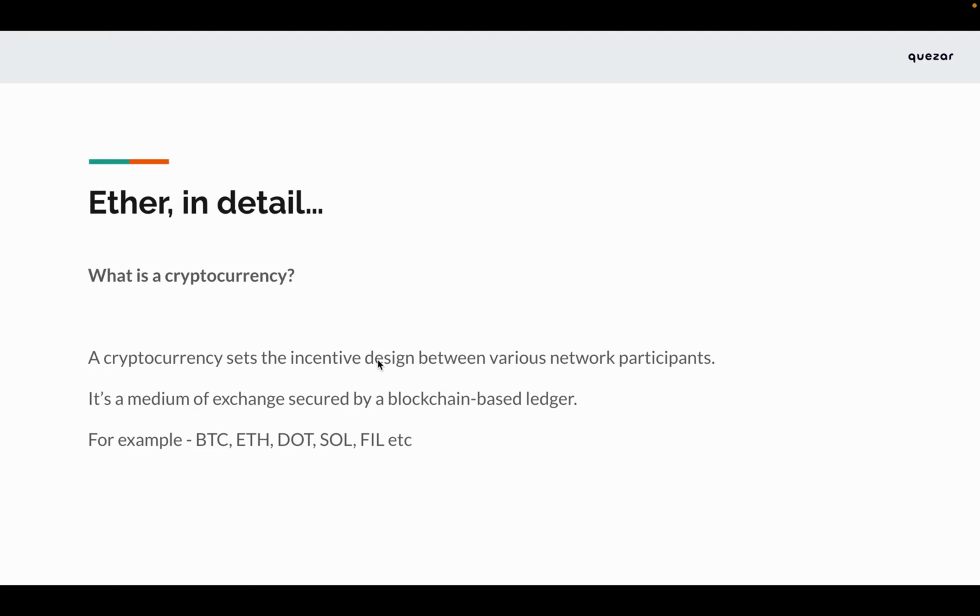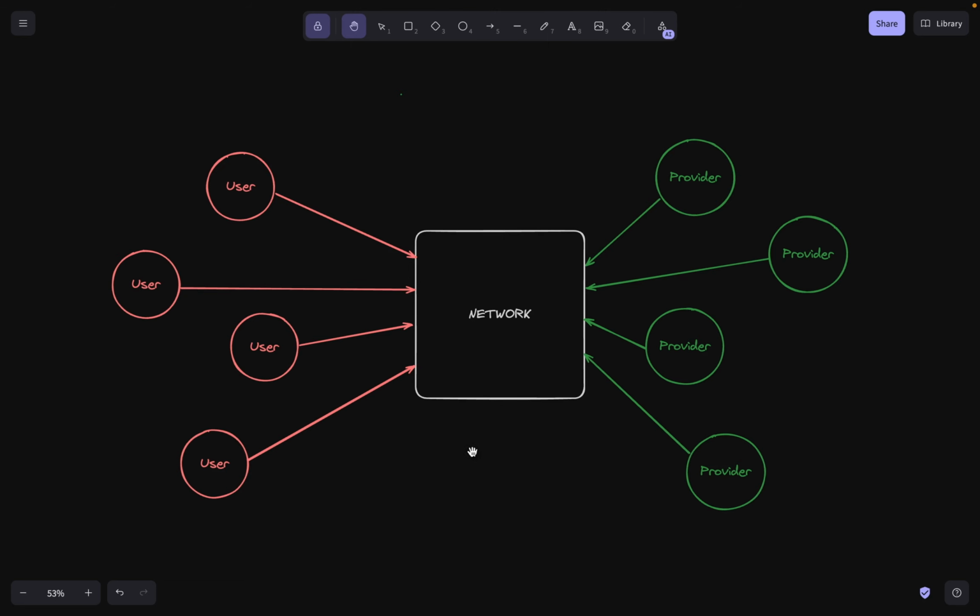But since we are talking about some network here, let's try to understand what kind of network it is. To get a better understanding of what kind of networks we are talking about here, you have to understand the concept of two-sided online marketplaces first. It is a very simple concept: a two-sided online marketplace is a platform where some kind of service providers come and provide their services, and then users come on this platform to consume those services.